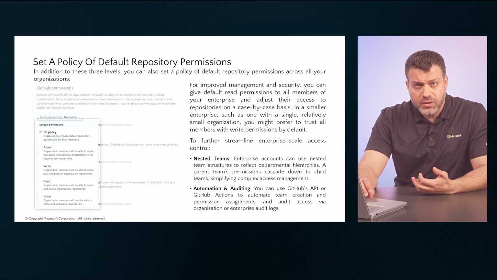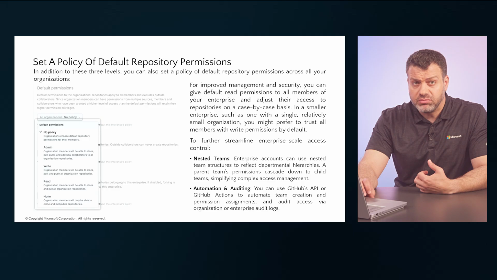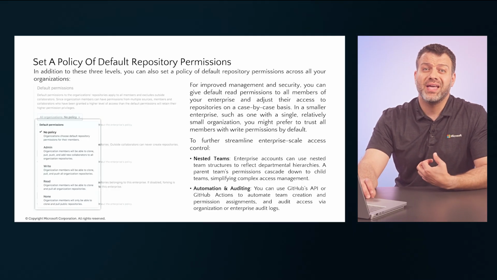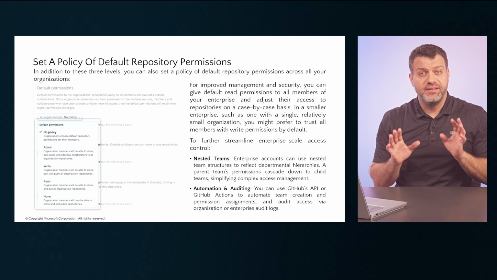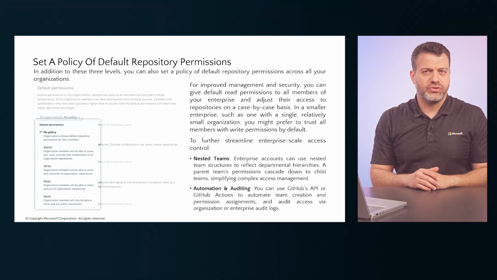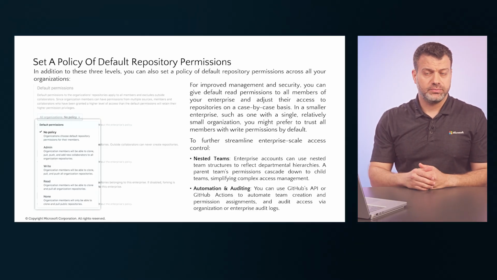To take this further, organizations use nested teams to reflect structure and inherit permission. Automation and audit logs are used on an enterprise level, so we will be able to monitor access over time. So set a safe default and then layer access on top of this. This keeps your environment secure and scalable.